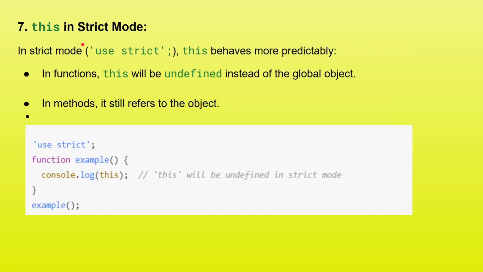This in strict mode. In strict mode, with use strict, this behaves more predictably. In functions, this will be undefined instead of the global object. In methods, it still refers to the object. So when we declare use strict in a function example, this will be undefined in strict mode.